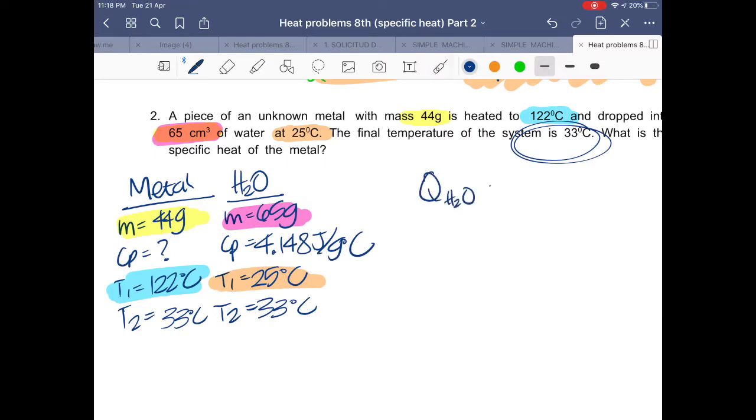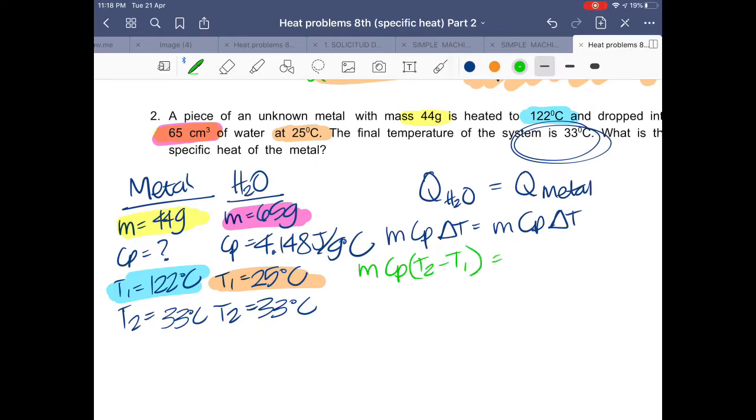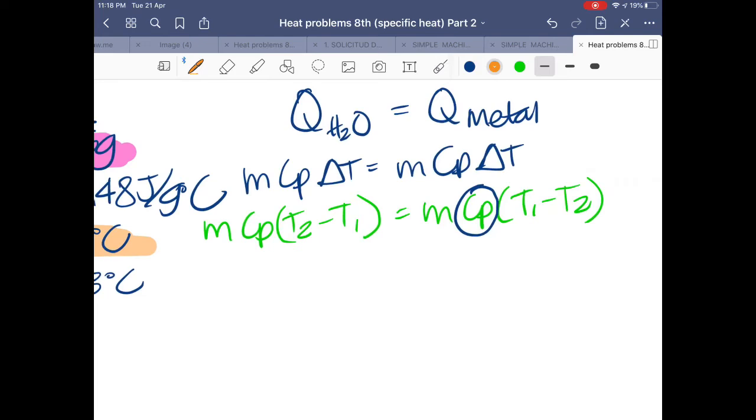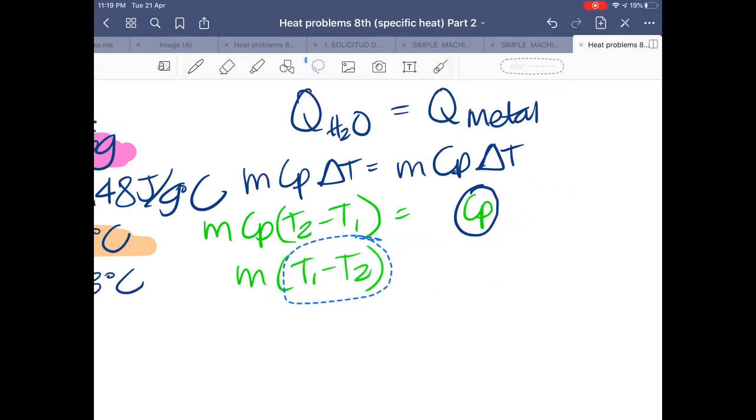The heat of water is the same as the heat of the metal. Mass times specific heat times delta of temperatures equals mass times specific heat times delta of temperatures. So mass times specific heat, we go with the one of water, which will be temperature 2 minus temperature 1, equals mass times specific heat, temperature 1 minus temperature 2. We're searching for specific heat, so it means that we will bring mass and temperature 1 and temperature 2 dividing. And we keep this one here.